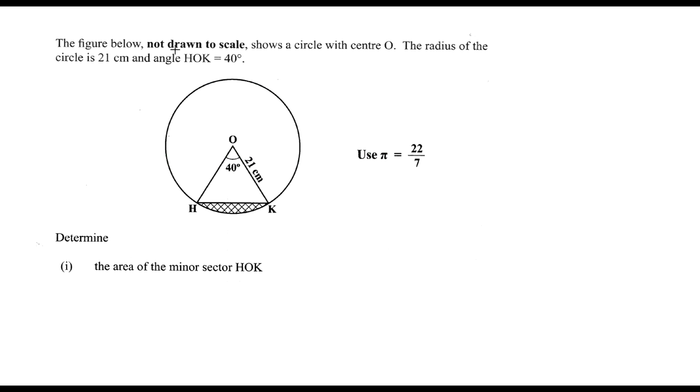In the first part of the question, we have a circle and a sector HOK. We have a chord which is HK, and we want to find the area of the minor sector HOK.